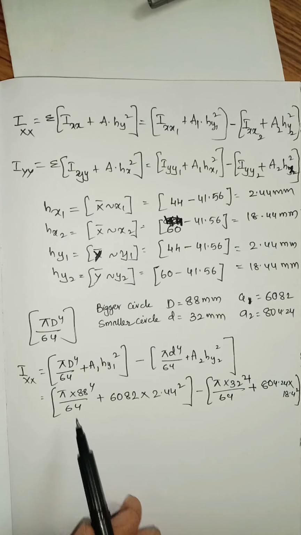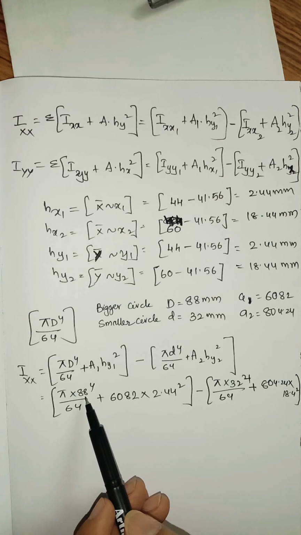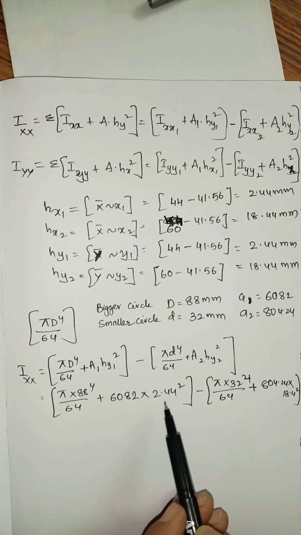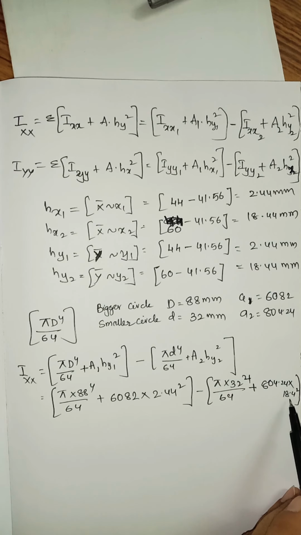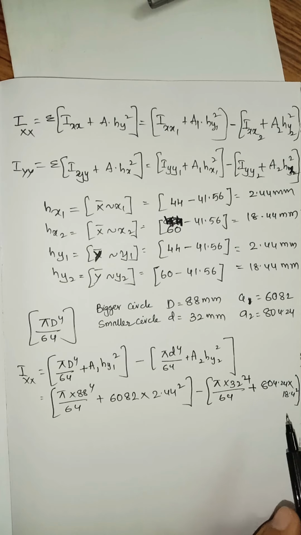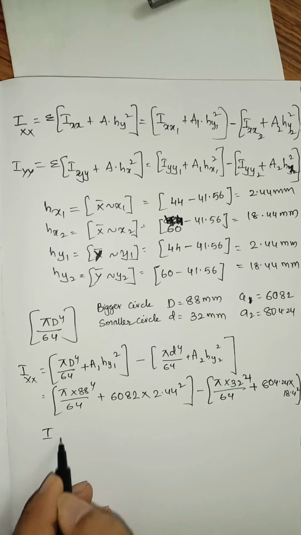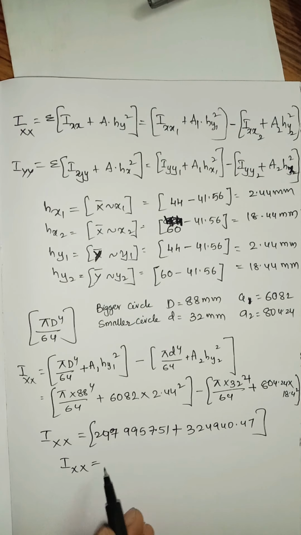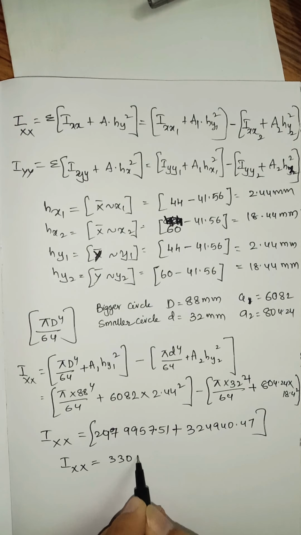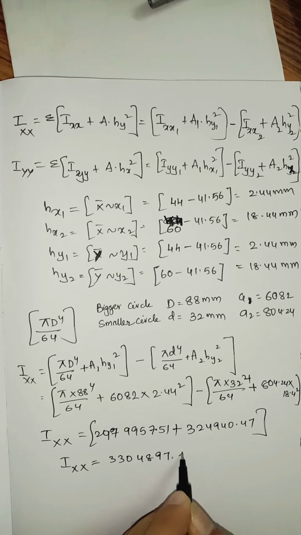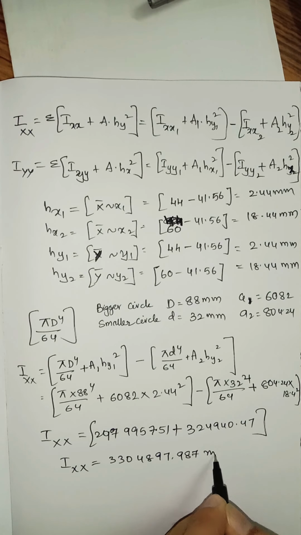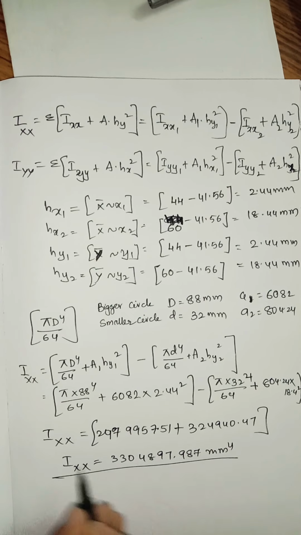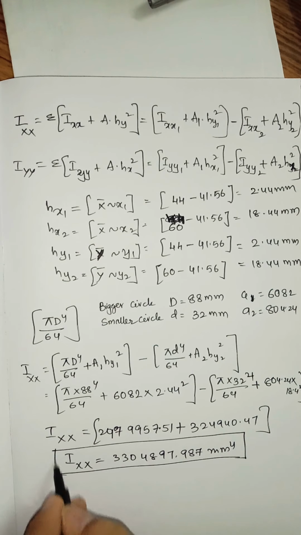Now substituting the values, we have the diameter capital D which is equal to 88 millimeters, and hy1 is 2.44, and hy2 we have 18.44 millimeters, and the small d which is equal to 32 millimeters. Now calculating the value of Ixx, we get Ixx equal to 3304897.987 millimeter to the power 4. So this is the first answer.